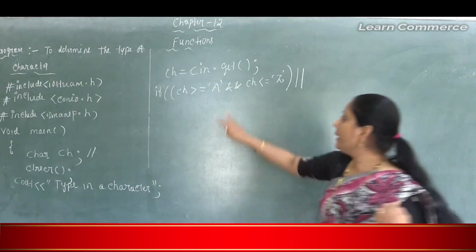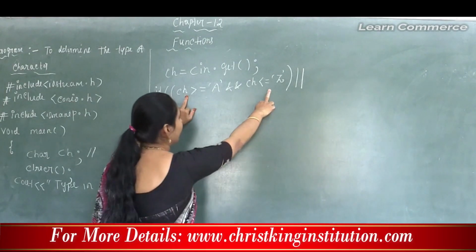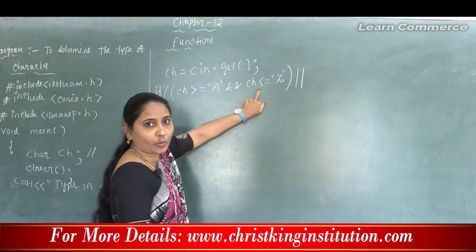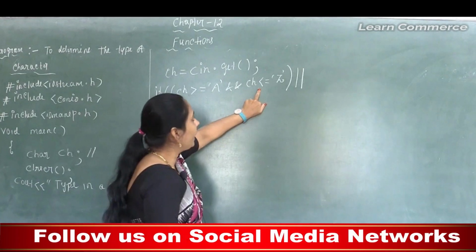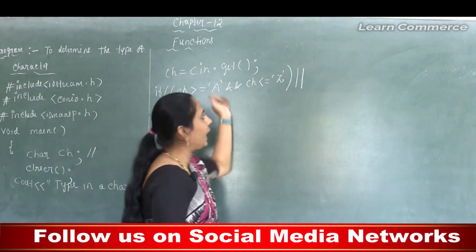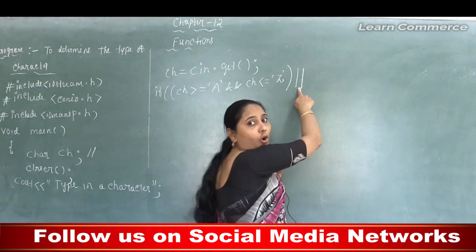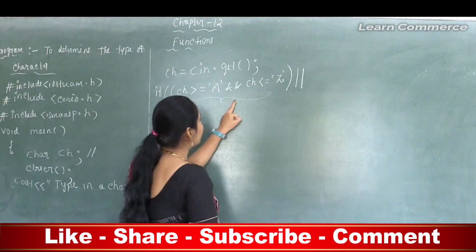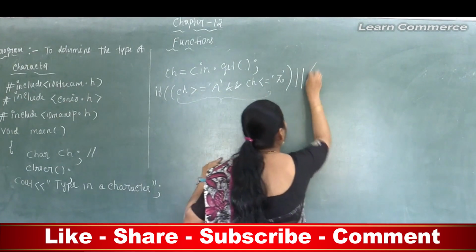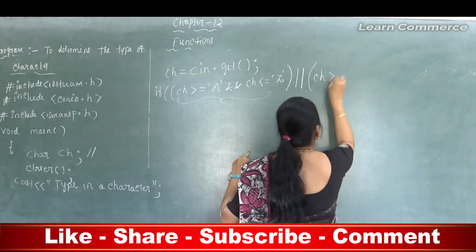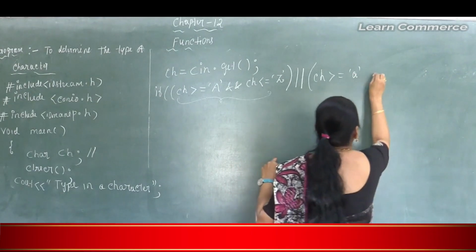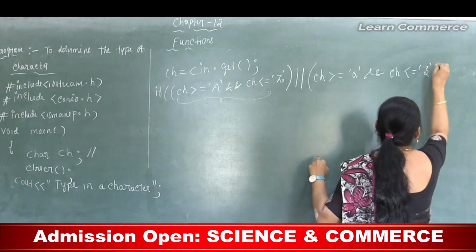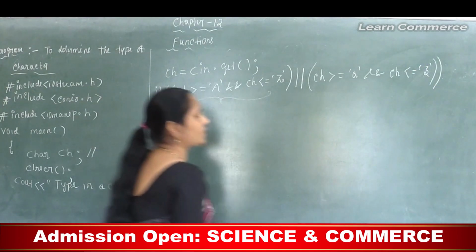Clear this point here. It is one condition: ch greater than or equal to 'A', and ch less than or equal to 'Z'. If such a condition is true, with that otherwise this is called the OR. If any of the conditions is true, this one is the one condition, 'A' to 'Z'. Or the next one: ch greater than or equal to small letter 'a', and ch less than or equal to small letter 'z', then closing the parenthesis twice.